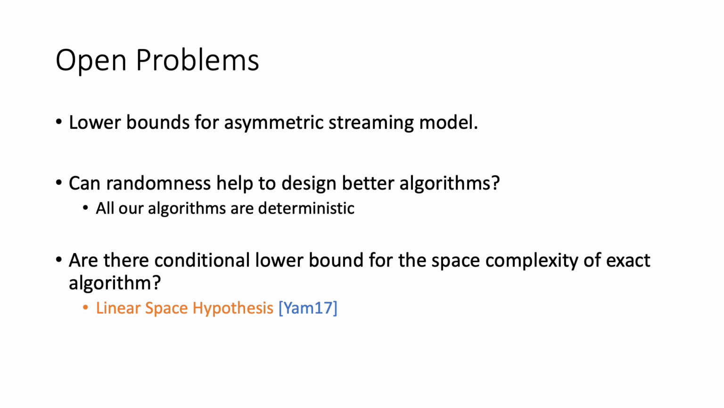Finally, let me introduce some open problems that we find particularly interesting. First, for 1 plus or minus epsilon approximation of edit distance and LCS in the symmetric streaming model, we can only get algorithms using roughly square root of n space. Can we prove strong lower bounds for this model?